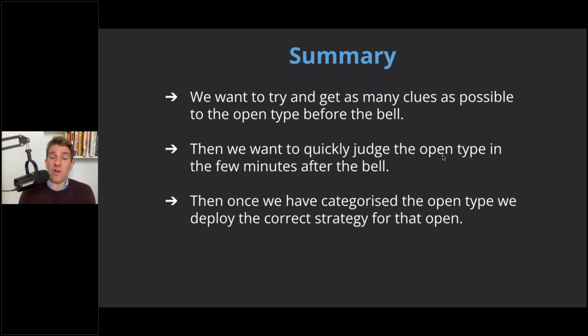And once we've categorized the open type, which you will get better at over time, we then deploy the correct strategy for that open. Are we chasing the trade with a momentum ignition type trade, waiting for that first red in the break? Are we waiting for a dip lower and then a continuation? How are we playing it? And again, a very simple rule of thumb. You'll be like, well, how do I know if it's a dip lower or a complete reversal?